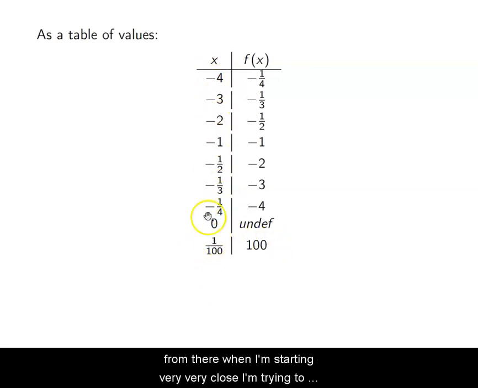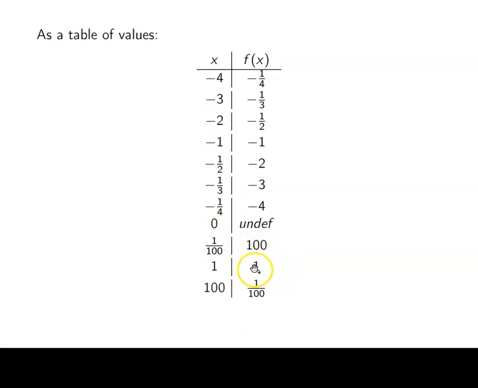I'm trying to give you guys an idea of what happens as we move away. Okay, so I'm very close to zero, I get something large. At one, the reciprocal of one is one. And as I'm very far away, I get something very small. So from a table of values, we can see what's happening here. Obviously, looking at a graph, as visual creatures, it's a lot easier to see. But we should be able to identify what's happening from a table of values as well.